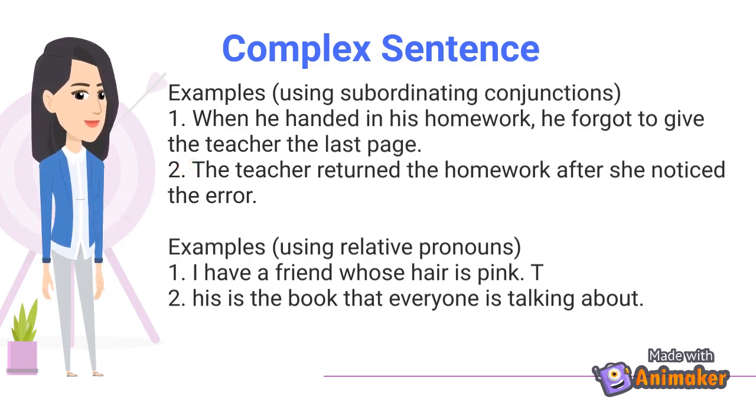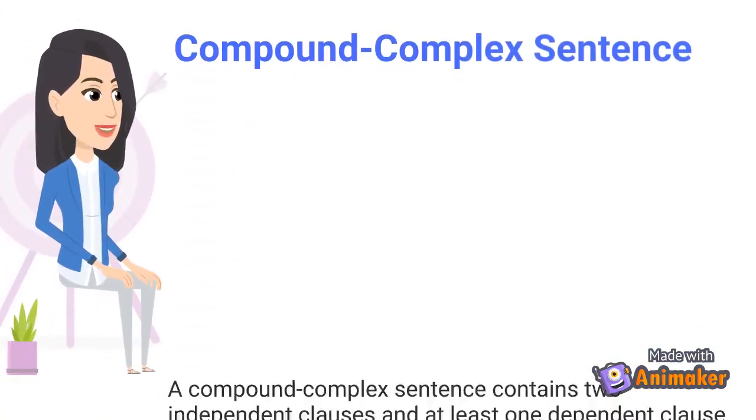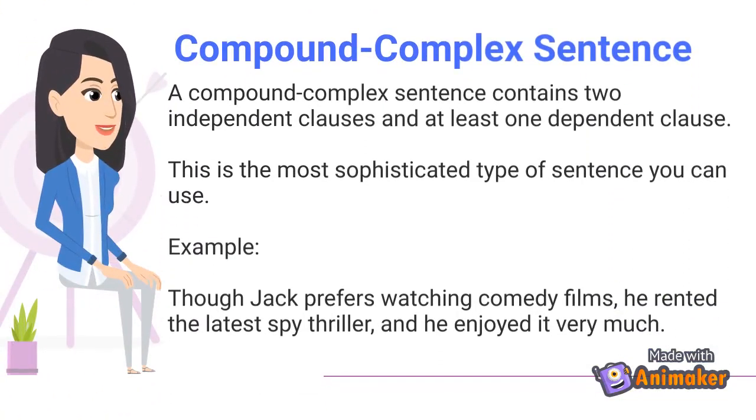Now class, we go to the last type of English sentence, which is compound-complex sentences. A compound-complex sentence contains two independent clauses and at least one dependent clause. This is the most sophisticated type of sentence you can use. For example: though Jack prefers watching comedy films, he rented the latest spy thriller and he enjoyed it very much.